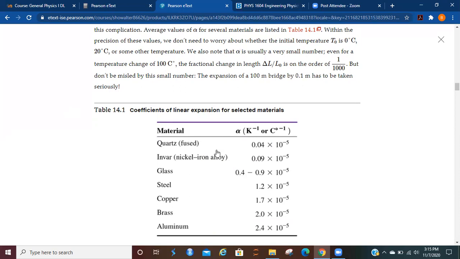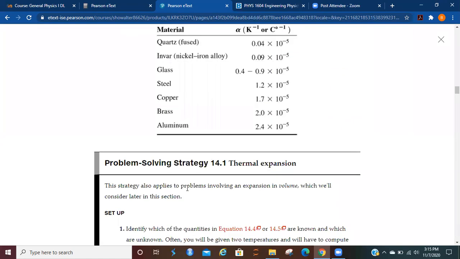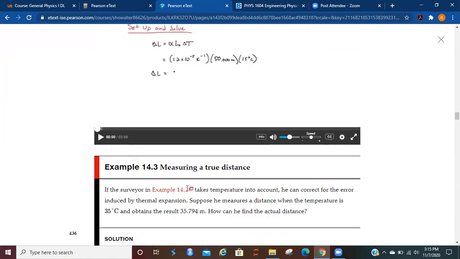It's usually a very small number. Even for a temperature change of 100 Celsius degrees, the fractional change in length is 1/1000, so it's not that much. But the expansion of a 100-meter bridge by 0.1 meters has to be taken seriously. Obviously, you don't want cars falling in through holes and things of that sort.